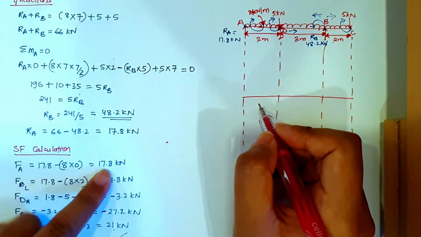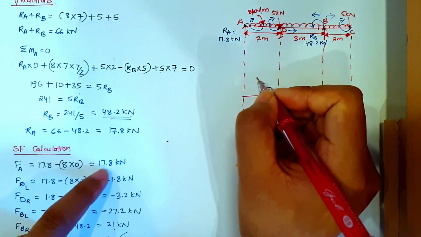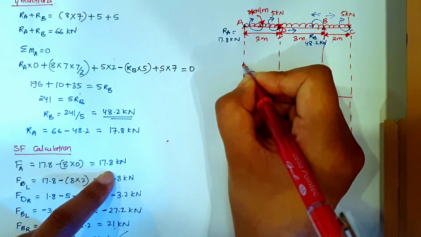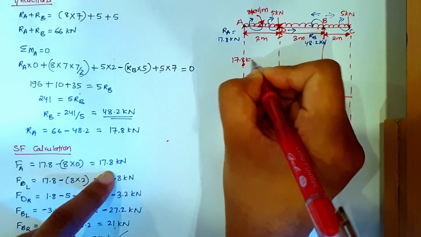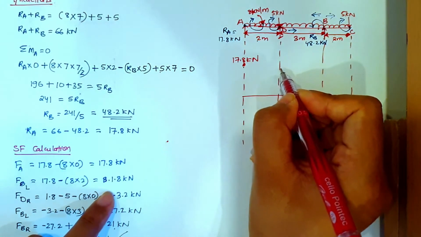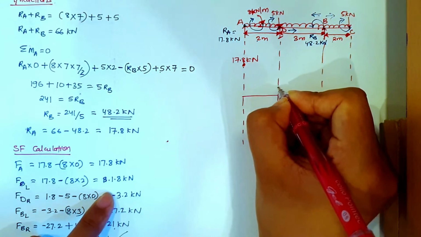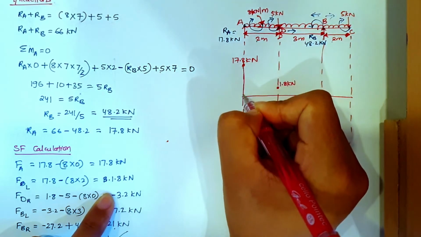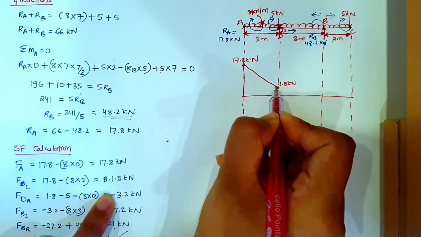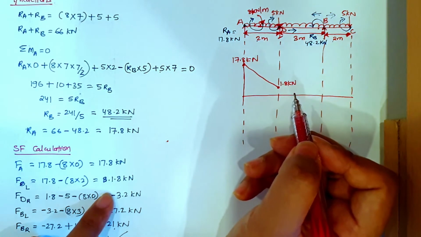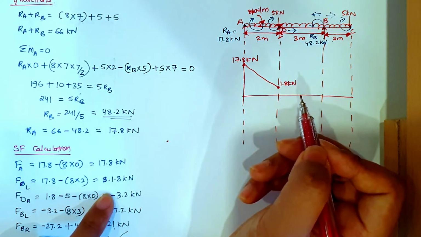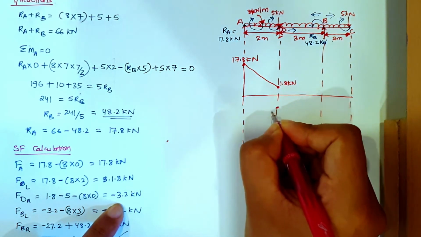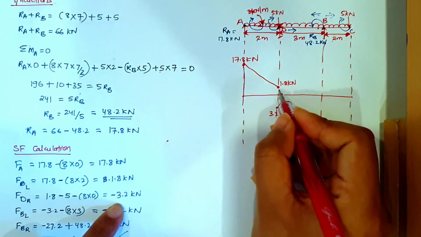Okay, so at point A, how much has come? 17.8, so I'll mark it somewhere around here, 17.8 kilonewton. And at D, at this point, it is decreasing and becoming 1.8, mark it here, 1.8 kilonewton. Let me join it, right? Now on the right hand side of D, it is going in negative, so negative 3.2 kilonewton.